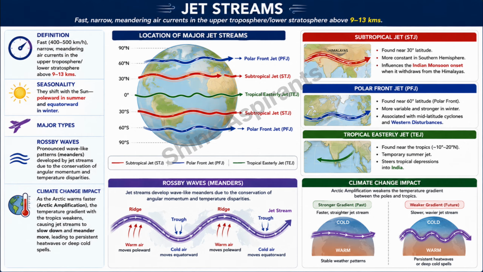Rossby waves: pronounced wave-like patterns, meanders, developed by jet streams due to the conservation of angular momentum and temperature disparities. Climate change impact: as the Arctic warms faster, Arctic amplification, the temperature gradient with the tropics weakens, causing jet streams to slow down and meander more, leading to persistent heat waves or deep cold spells.